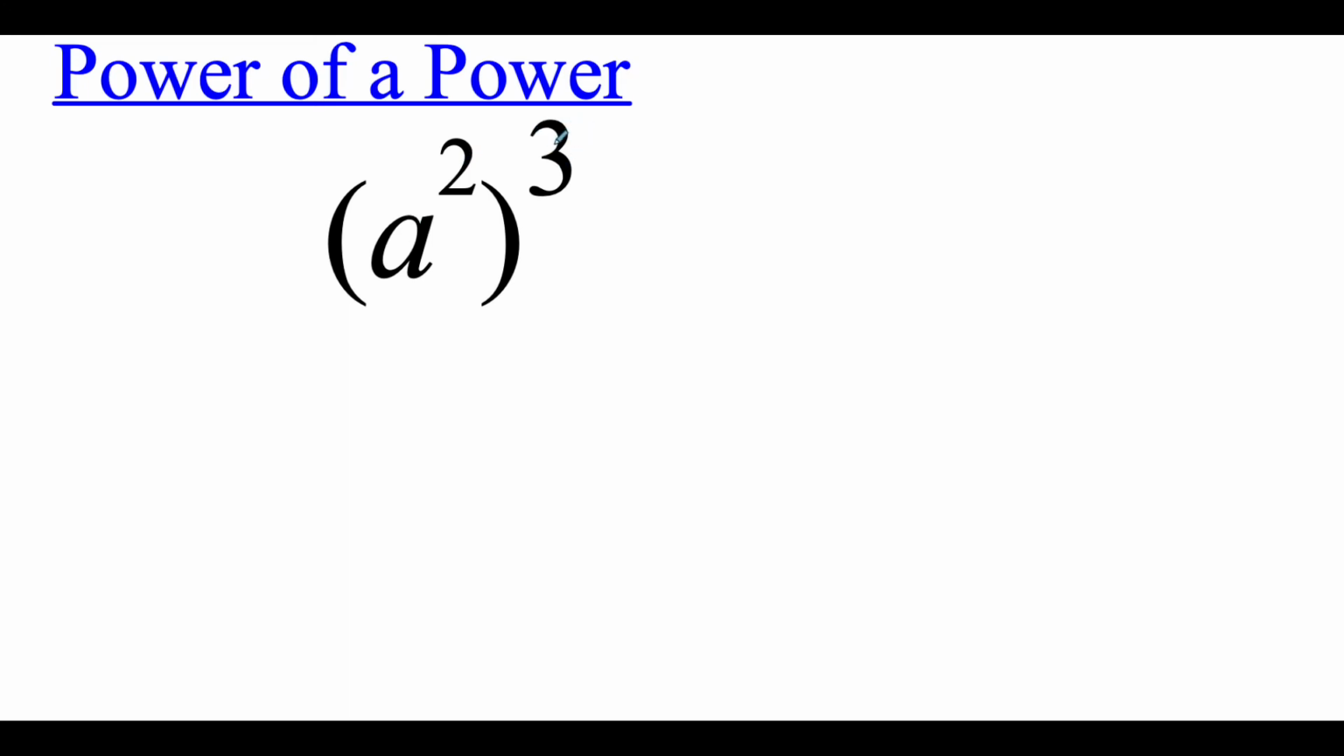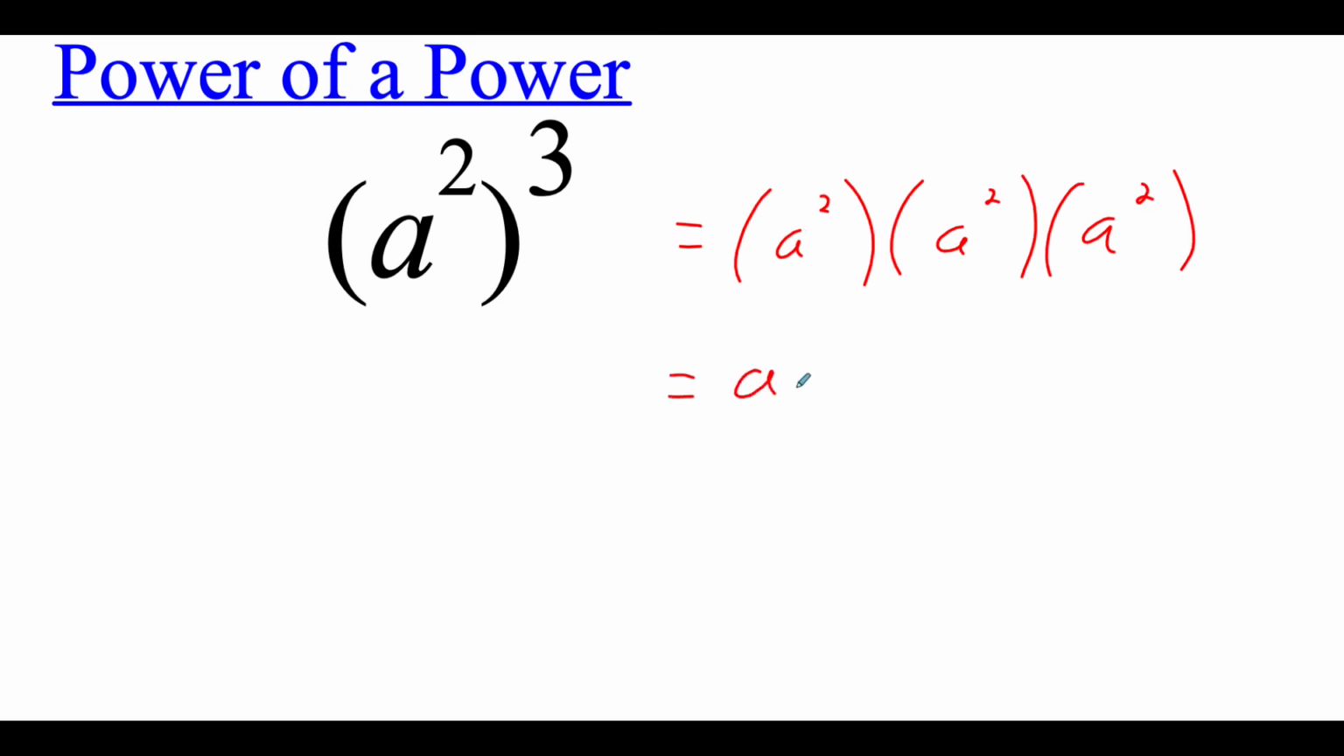Now before we get to what the actual rule is, I want to talk about what's happening in here. So we're taking a squared and we're cubing it. And what that means is that we're supposed to multiply a squared times itself 3 times. But then we have to remember that a squared really means that we're multiplying a by itself 2 times. And that's happening in each set in here. So all of these a squareds really mean a times a. Now, if we look at what's really happening in here, we're looking at multiplying all these different a's together. And because there's 6 of them, we could rewrite that as a to the 6th.